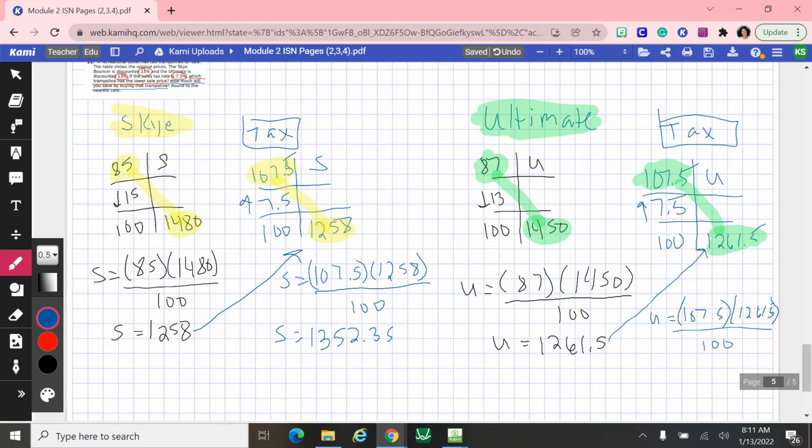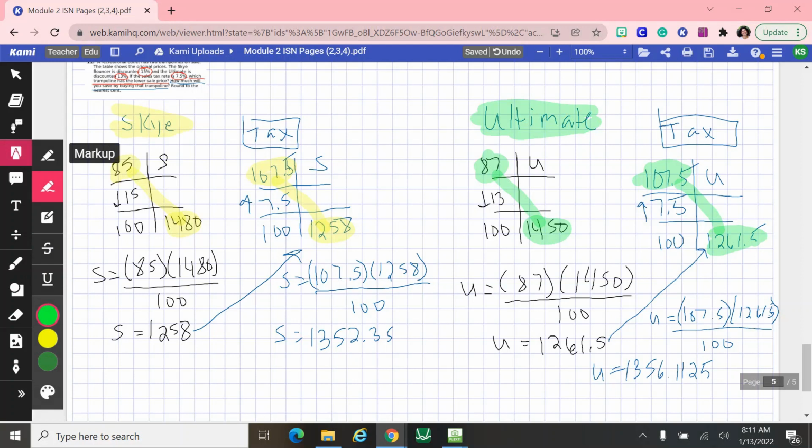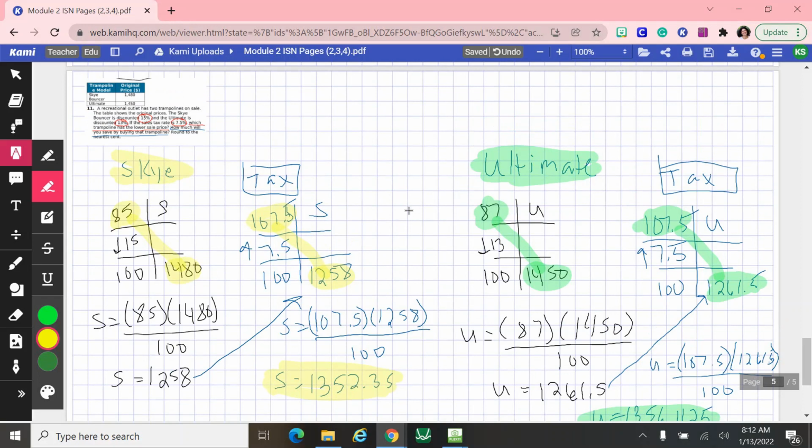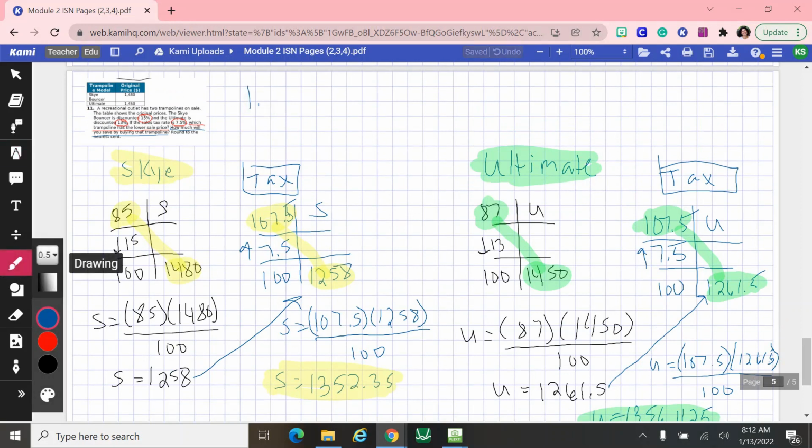And so the cost after taxes for this comes out to be 1,356.1125. Well, I at least have enough information to know which one is the better deal. And from this, I can see that the answer to my first problem is definitely going to be Sky Bouncer. So I'm just going to write this here.